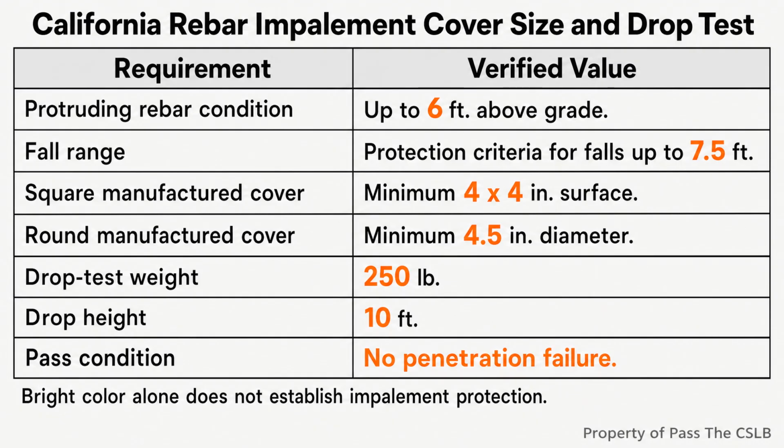For Masonry Grout, think mix, day, area. Each mix design, each placement day, and at least once for every 5,000 square feet of wall area. For protruding rebar, think tested protection. Up to 6 feet above grade, cover the hazard. For the fall protection condition identified in the research, remember 7.5 feet, the minimum cover dimensions, and the 250-pound drop from 10 feet.